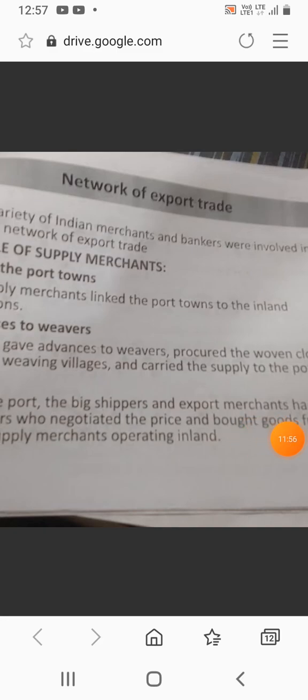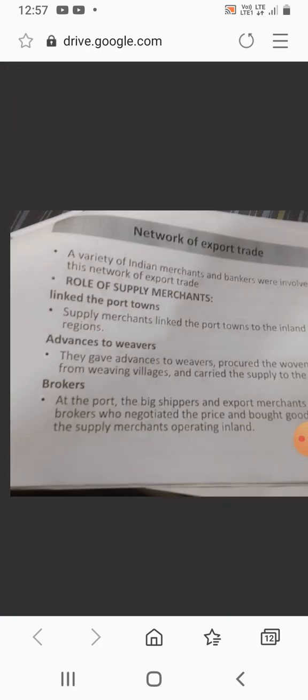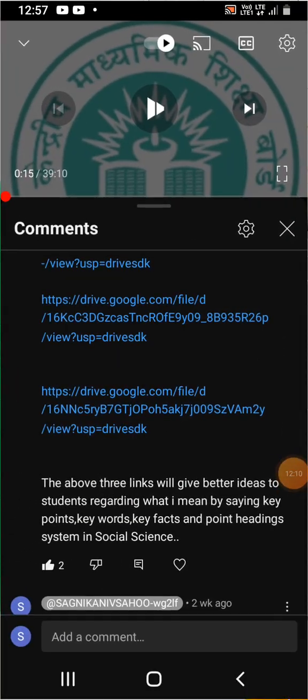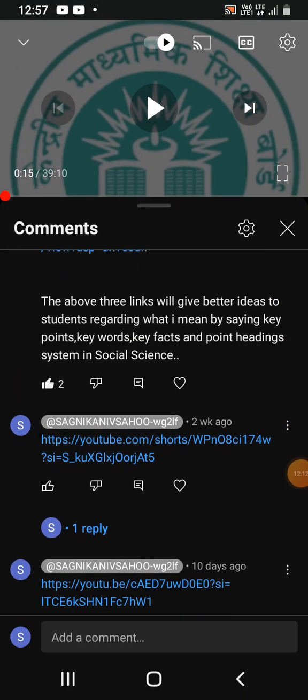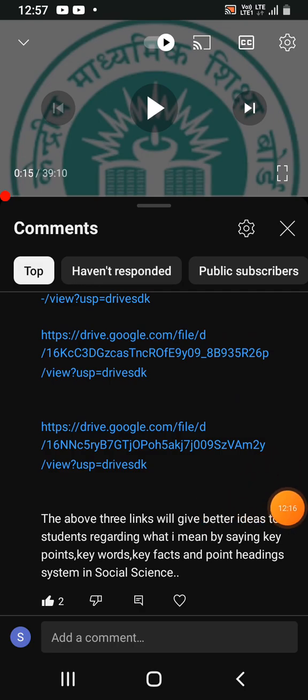Basically, what does the point heading system mean? Writing the point in short form, underlining or darkening that point, and explaining something under that point. This is actually the system of point headings. You need to understand it.